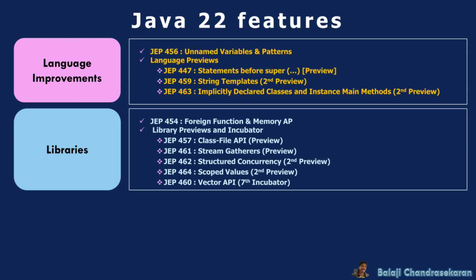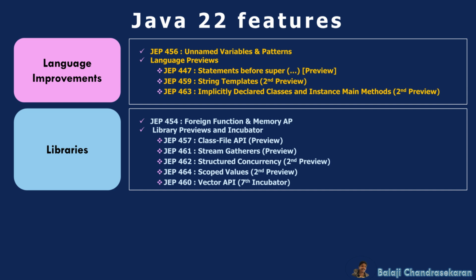There are four preview features and one incubator feature added under libraries in JDK 22 to allow the developers to experiment with them before they are officially standardized. The class file API, that is JEP 457, is a first preview feature that provides a standard API for parsing, generating, and transforming Java class files.